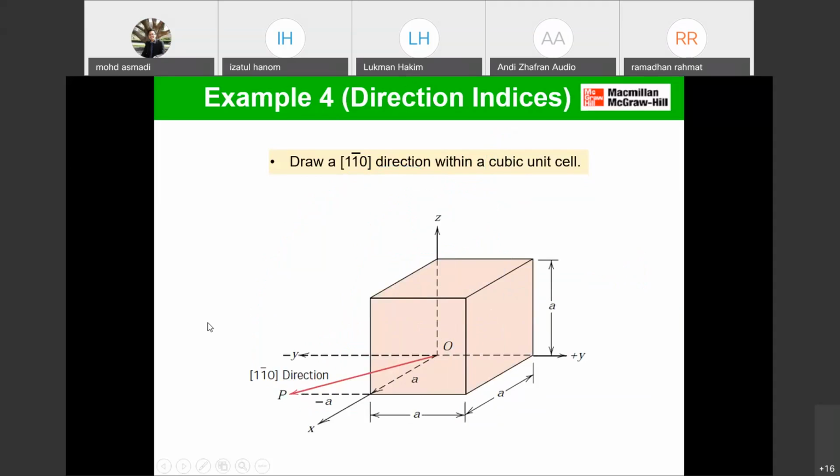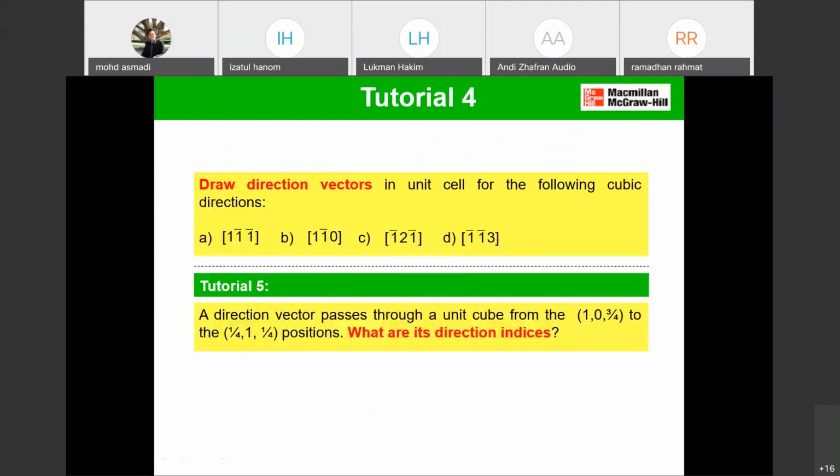Okay, any question about this before we do the tutorials? I hope all of you already understand. If you have no questions, please do this tutorial for A, B, C as well as D. Can you do it now and post in the Padlets?